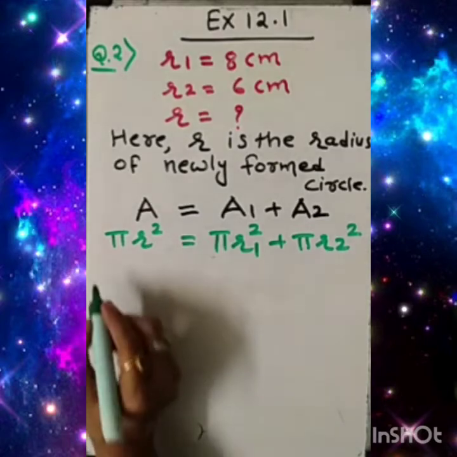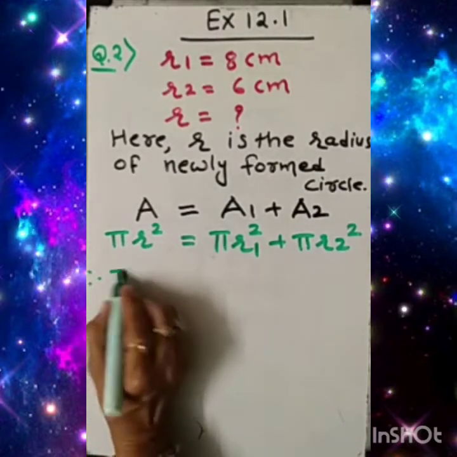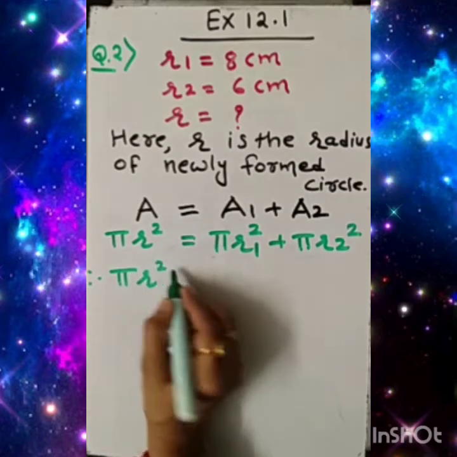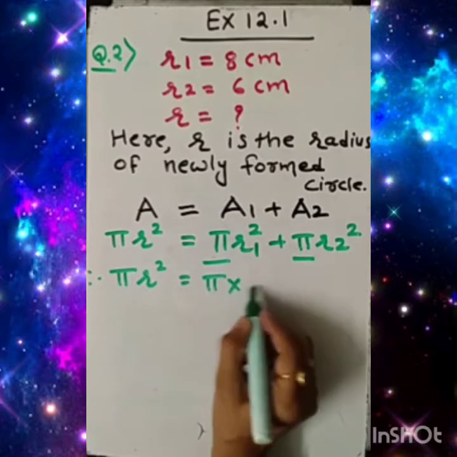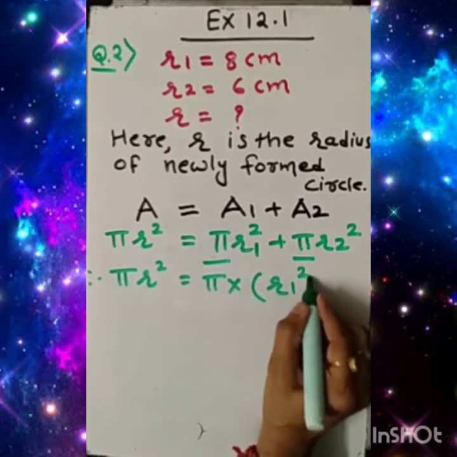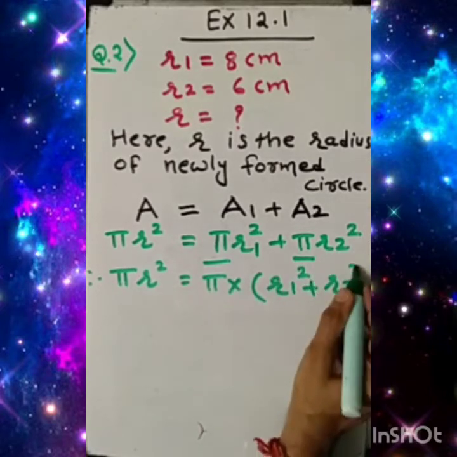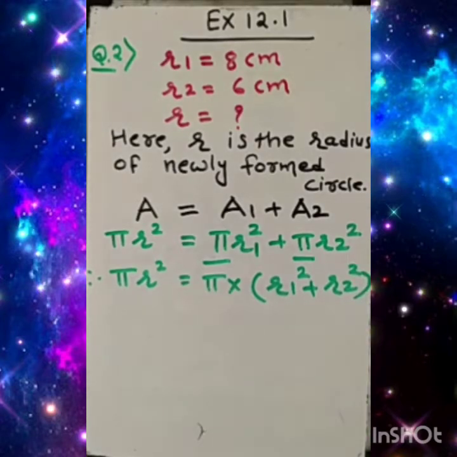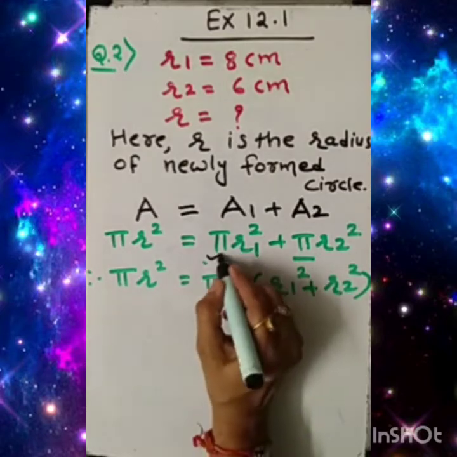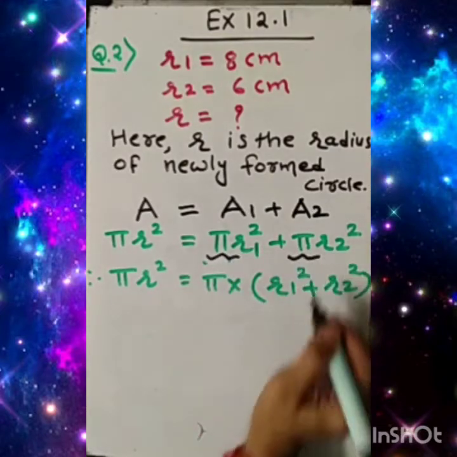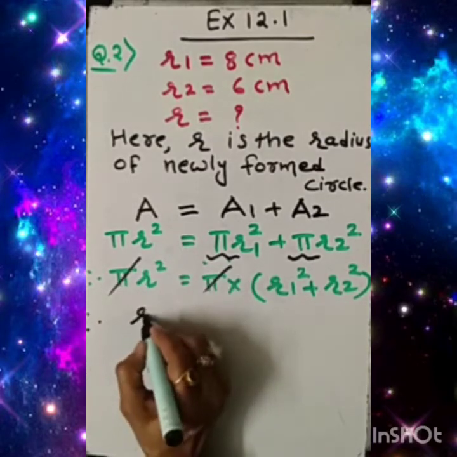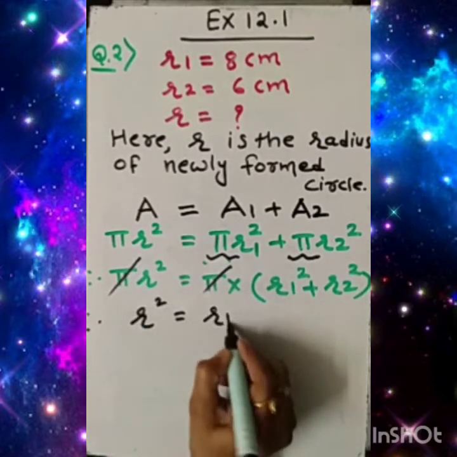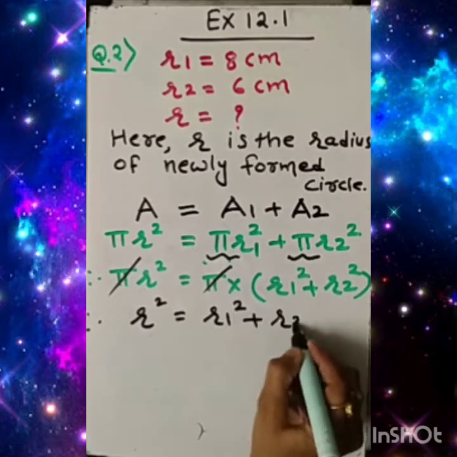Easy. Now my dear student, I am taking pi common. This side it is pi. From these two terms pi common. So what will be left inside? r1 square plus r2 square. Just like a factor, I have taken out pi common from these two terms. You can find it here also and in this term also. So pi common, pi cancel. So r square equal to r1 square plus r2 square.